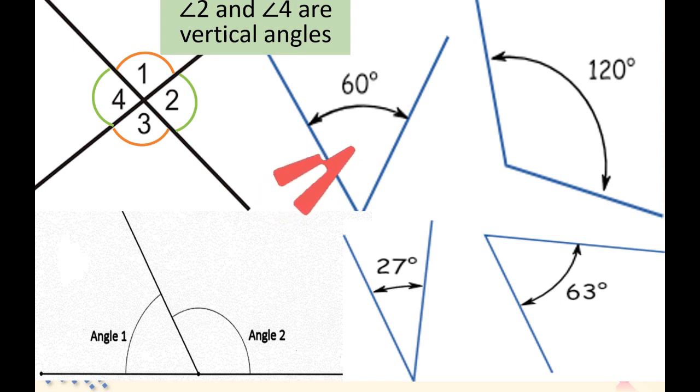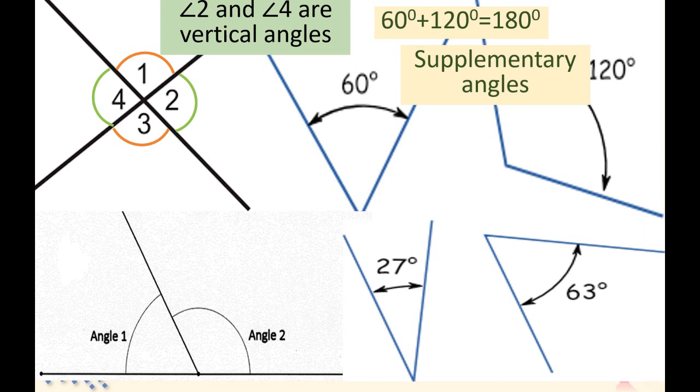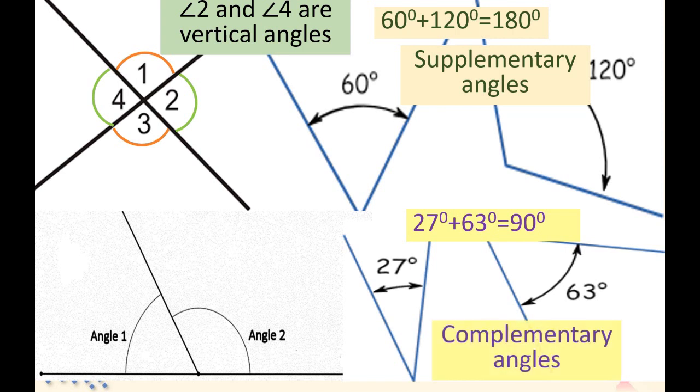Let's look at the next pair of angles. 60 degrees plus 120 degrees is equal to 180 degrees. What do you call such a pair of angles? They are supplementary angles. How about the next one? 27 degrees plus 63 degrees is equal to 90 degrees. What are these angles called if they sum up to 90 degrees? They are called complementary angles.